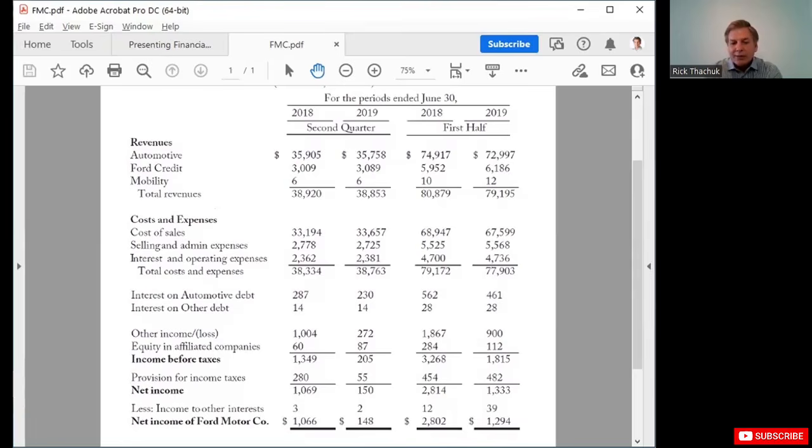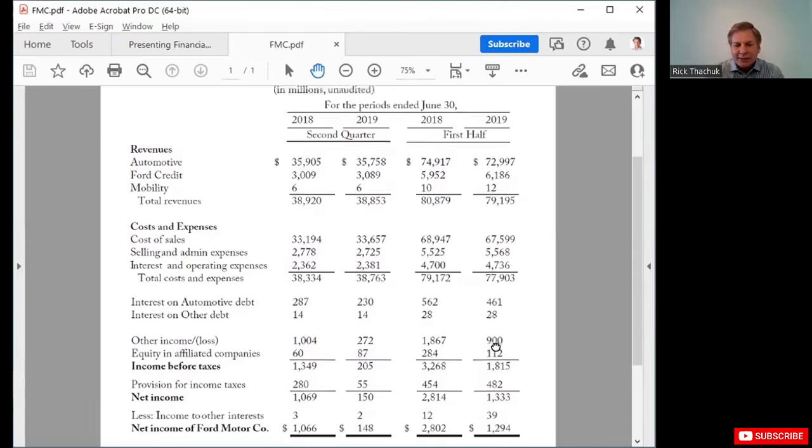And you should have said net income of Ford Motor Company was 1,294,000,000 US dollars in the first half of 2019, a substantial decrease from 2,802,000,000 US dollars in the same period of 2018.